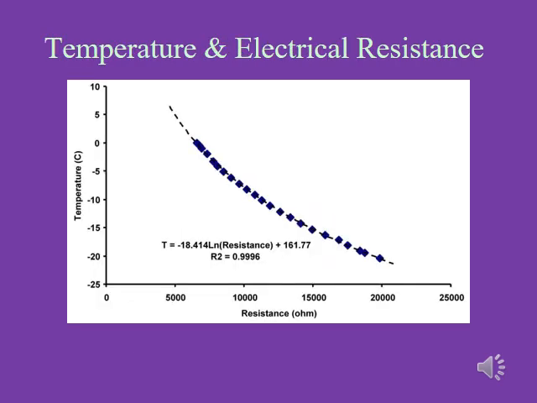Now, I'm not at all a physicist, so I can't really tell you the science behind this graph, but we're looking at the relationship between temperature and electrical resistance, and typically low resistances happen at high temperatures, high resistances happen at low temperatures. This is a very strong negative correlation.